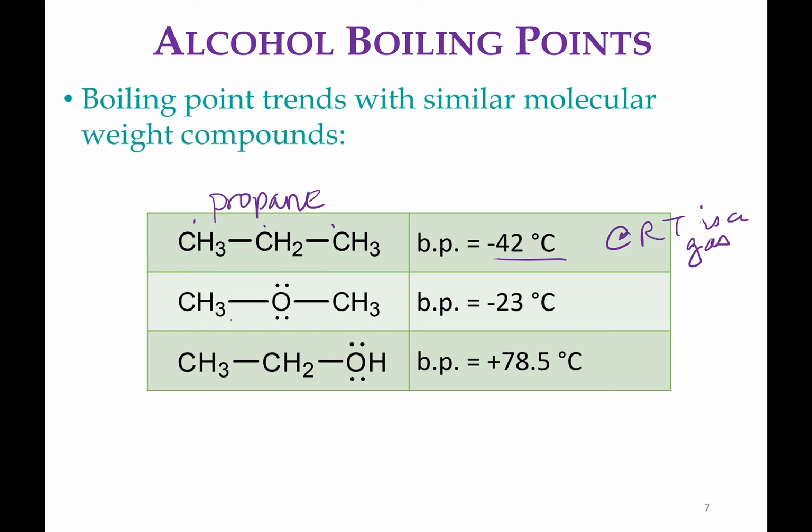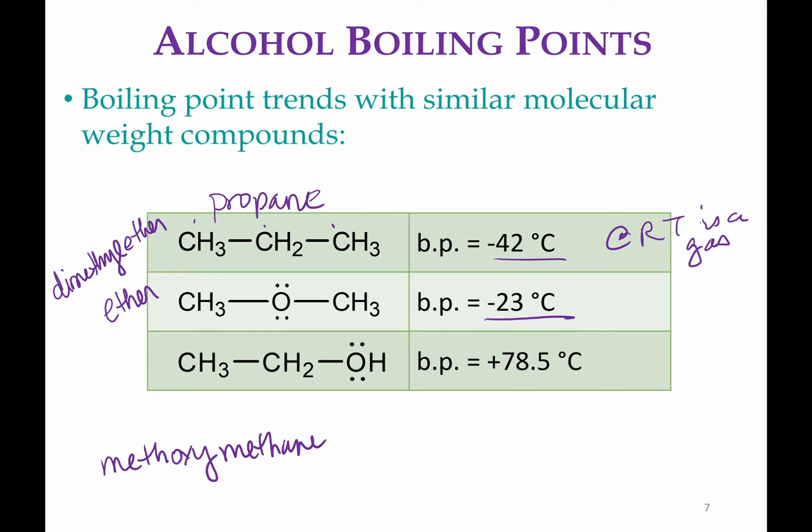Okay, this is called an ether. I know we learned the functional group in the first chapter, but this is actually dimethyl ether. Dimethyl ether is the common name, but we would have methoxymethane as the IUPAC name. Negative 23 degrees Celsius. So we see that it's increased, but it's still a gas at room temperature.